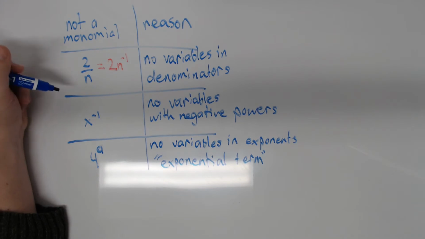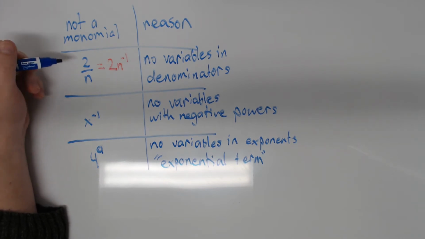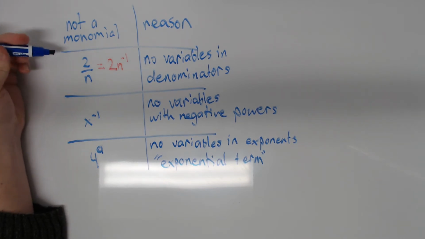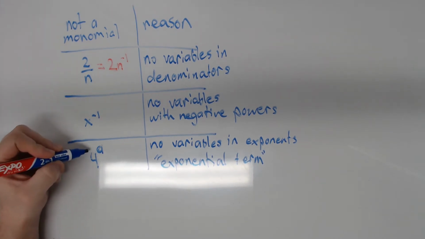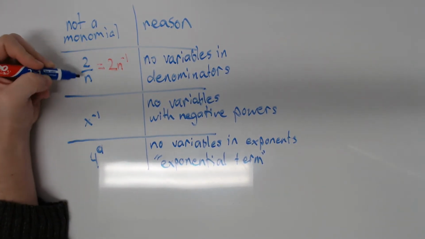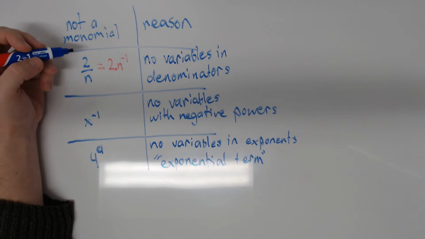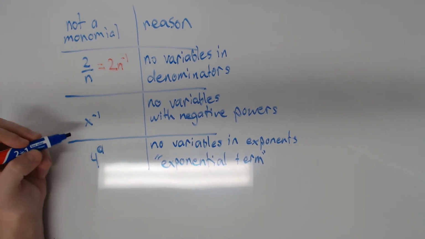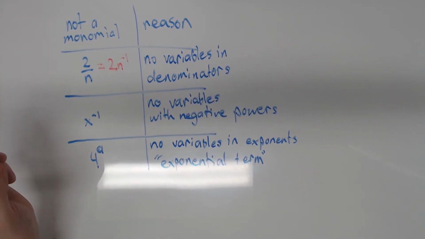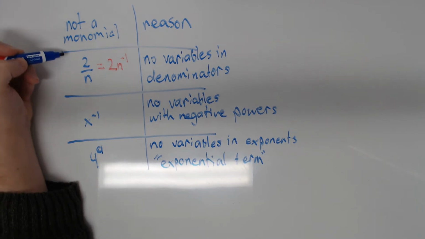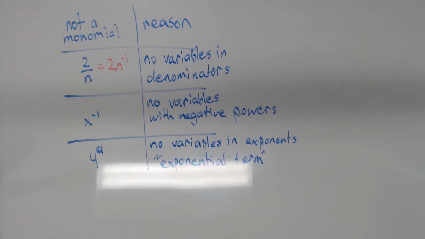Polynomials have special rules and things we can do with them, and some of those special rules fall apart and no longer work if we break certain rules. So some of those rules are having these negative powers, or having a variable in the exponent, an exponential term. So we would not consider these things monomials, even though they are terms. It's a term, but it's not the special term that we would call a monomial.